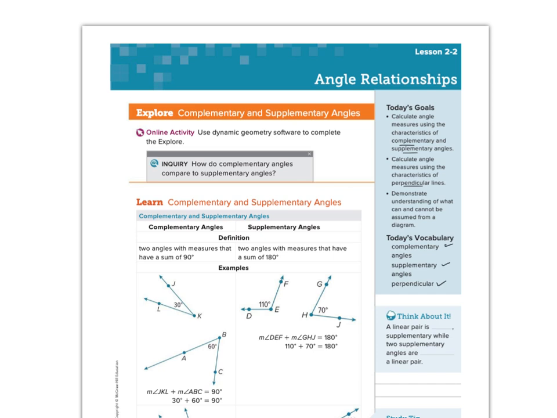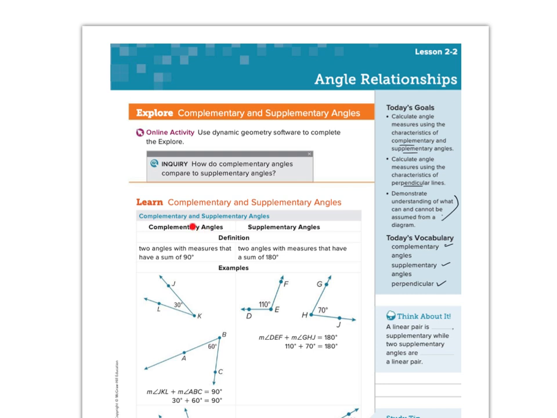And then we're going to demonstrate what can and cannot be assumed when we look at diagrams. Never make any assumptions in diagrams. There are specific notations in geometry that allow us to know things. We do not assume them. Okay, so as we begin with complementary and supplementary angles.